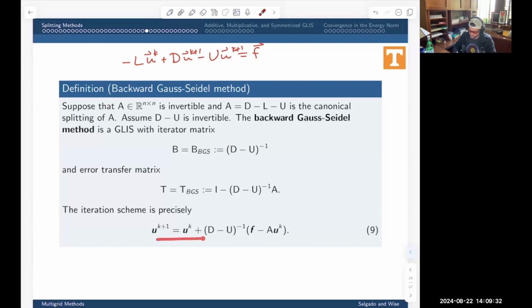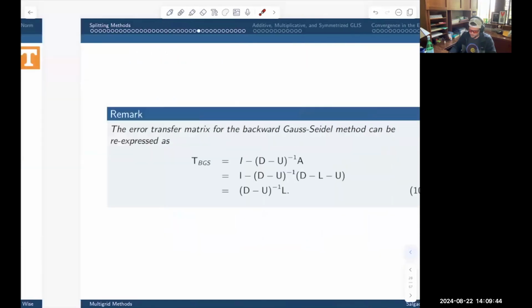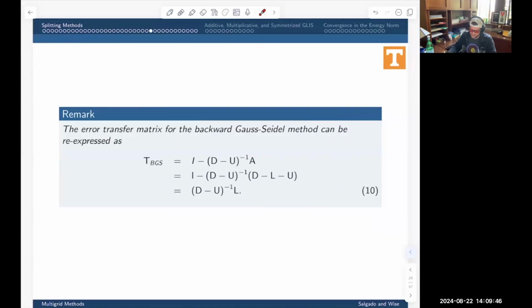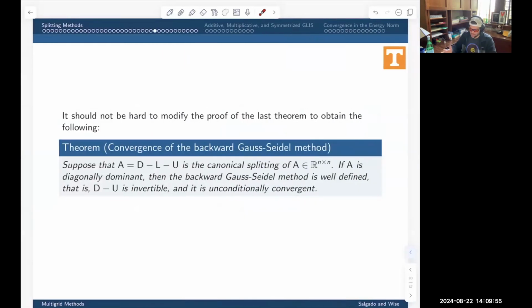So the iteration scheme is precisely this. And the only difference here is that instead of what we had for the forward Gauss-Seidel, we have D minus U instead of D minus L. Okay, and then you can do a manipulation to find another expression for the error transfer matrix, similar to what we did for the forward Gauss-Seidel. And of course, you can go through more or less exactly the same proof and show that the backward Gauss-Seidel is convergent as long as A is diagonally dominant. And I'm going to give you another way of proving this in a moment. Well, not in a moment, in a few class periods.